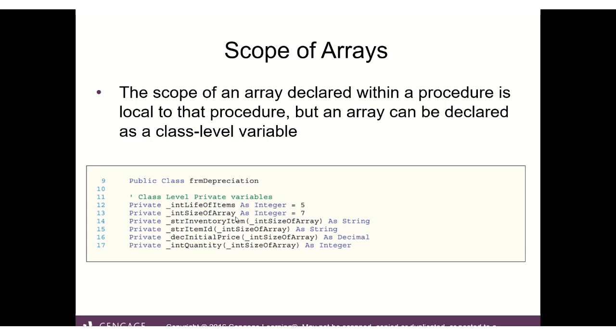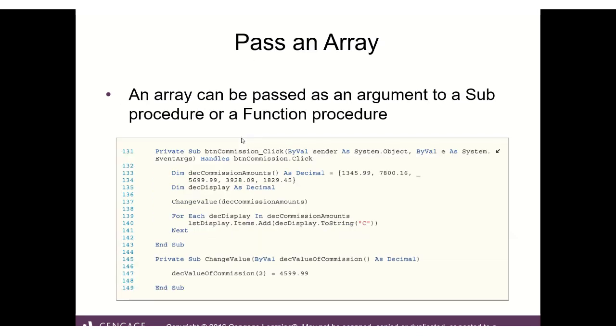So the scope of an array declared within a procedure is local to this procedure, but an array can be declared as a class level variable. Here, for example, line numbers 14, 15, 16, 17. So these are the class level arrays. An array can also be passed as an argument to a sub procedure or a function procedure.